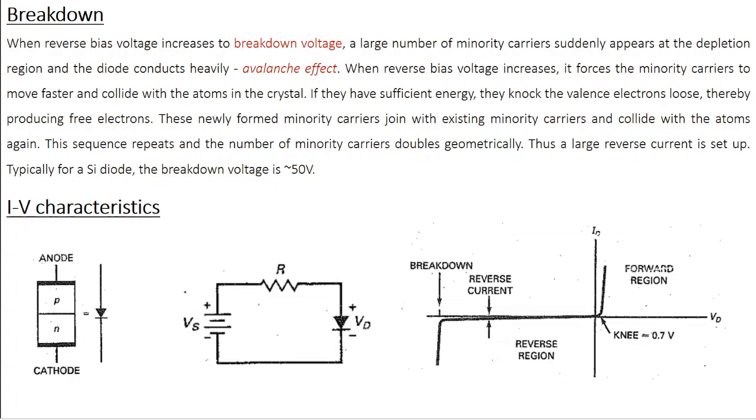The accelerated minority carrier moves faster and it collides with a semiconductor atom in the crystal. And if the minority carrier has sufficient energy, it can knock a valence electron out from the semiconductor atom. So suppose you have initially one minority carrier, one electron, it collides with an atom, it knocks out a valence electron, so now you have a total of 2 electrons: the electron which collided with the atom and the electron which comes out of the atom. So one electron creates 2 electrons.